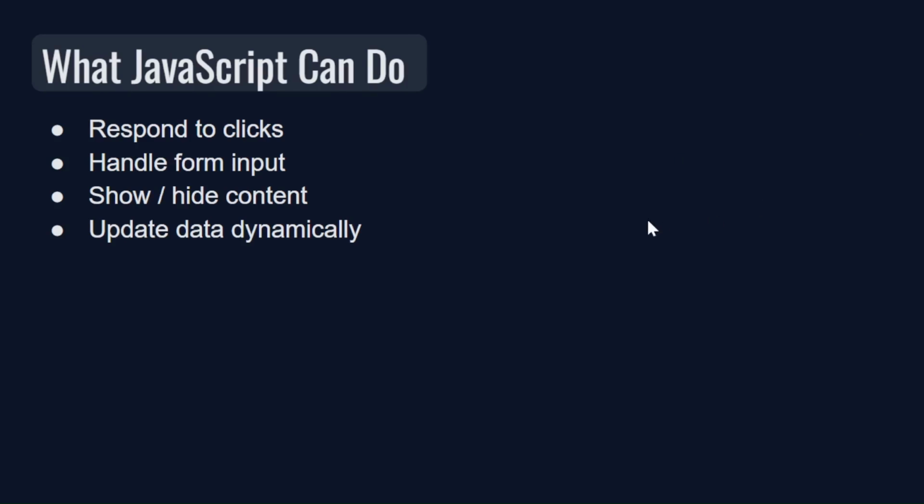Let's talk about what JavaScript can do. JavaScript can respond to user actions like clicks, typing, and scrolling. It can change text, update styles, show or hide elements, and load new data without refreshing the page. Later in this course, we'll also use JavaScript to talk to APIs and build real applications.